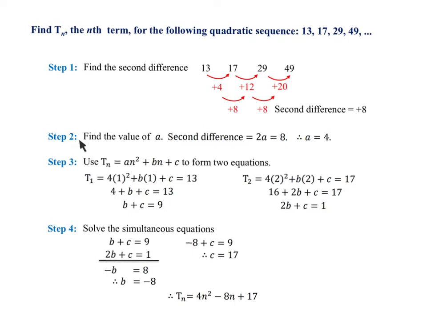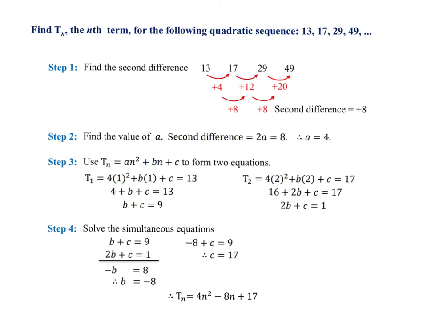So step 2 then, to find the value of a, it's the second difference, which is 2 times a, okay, because think of it, second, 2. Well, what times a will give me 8, which is 4. So a is 4, okay? And now we need to do a little bit of simultaneous equations.